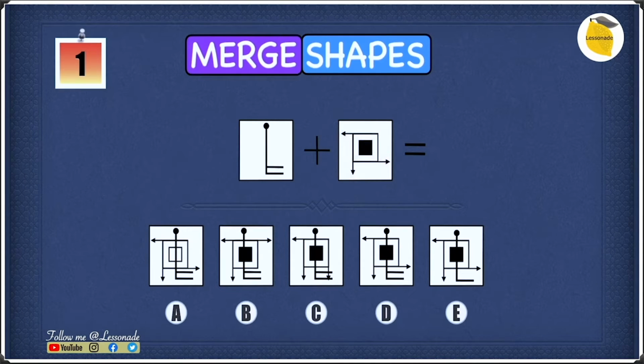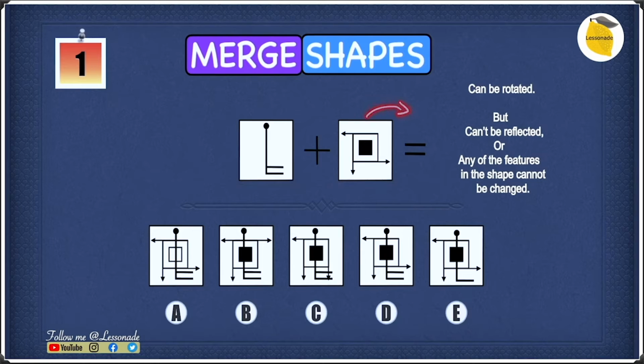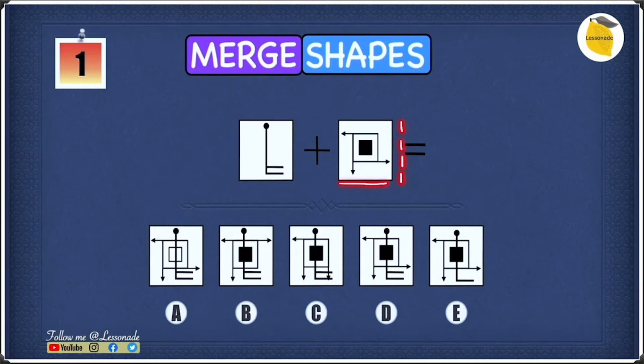What this means is that if we find an option in which one of these shapes is different, then we cross it off, because these shapes must be the same. By the way, these shapes can be rotated, but they cannot be reflected, and none of the features in the shape can be changed.